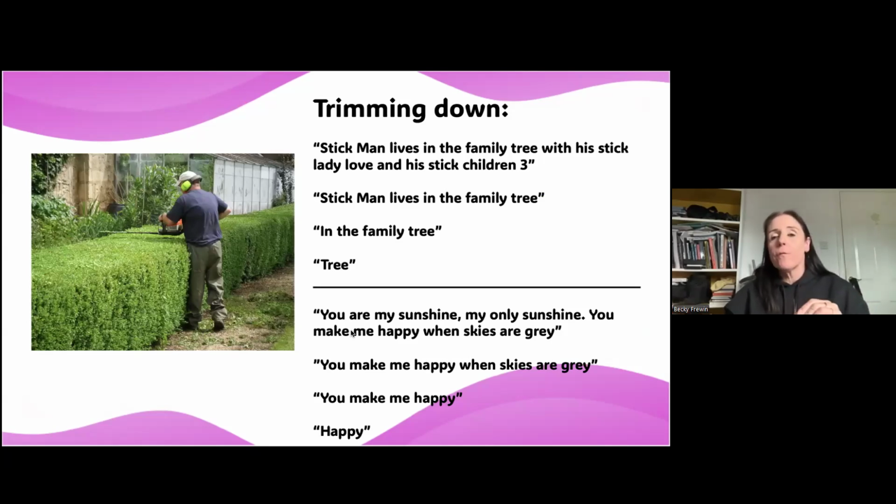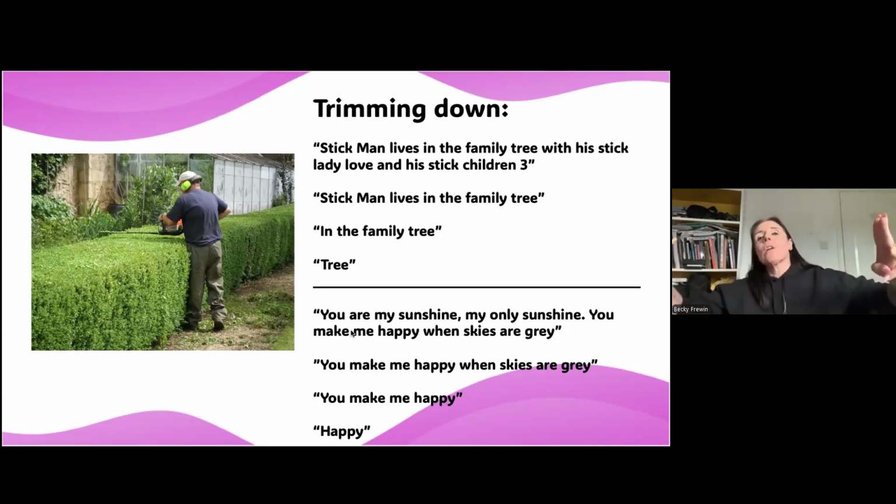So the child's first gestalt at stage one might be "Stick Man lives in the family tree with his stick lady love and his stick children three." They might trim that down just to "Stick Man lives in the family tree." Then they might trim it down again to "in the family tree" and then trim it down again until we've just got the word "tree." So you can see that the gestalts are going from really long, getting shorter and shorter.